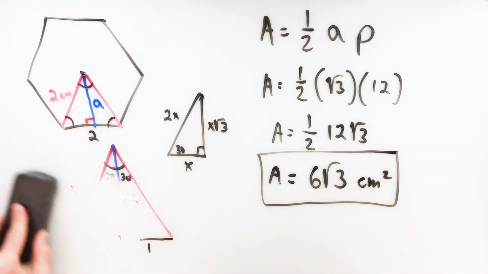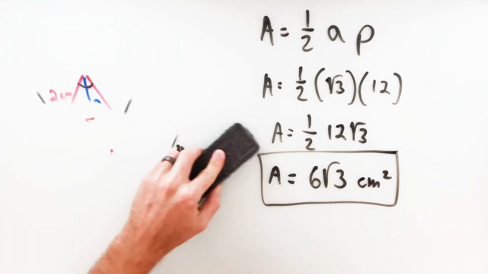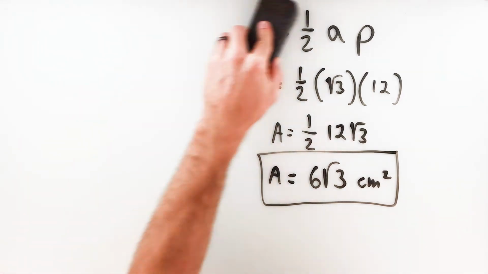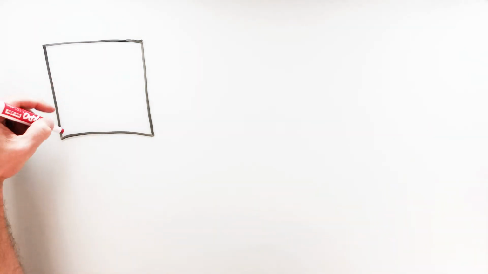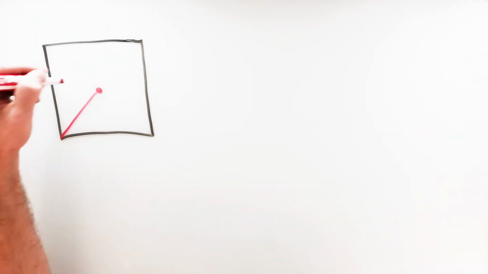All right, let's try another. So again, this formula 1/2 AP, this works for any regular polygon, which includes squares. And there's lots of different ways to find areas of squares. The one we're going to do right now might not even be the most efficient way. But just to show you that it does work for any regular polygon, let's go ahead and do this.